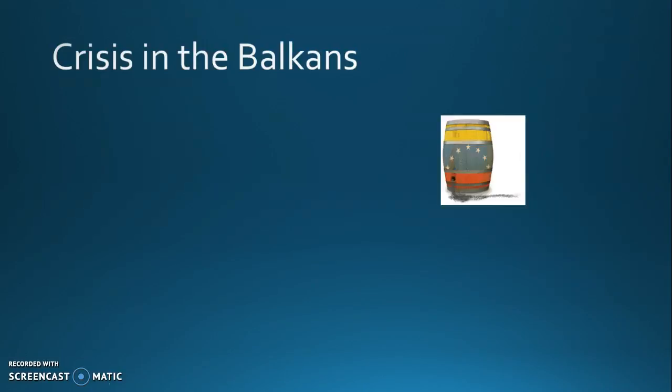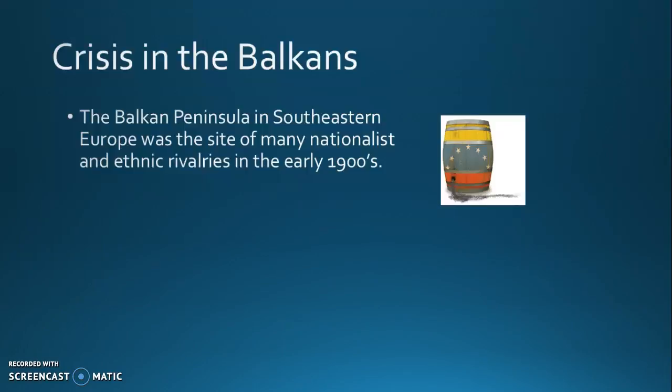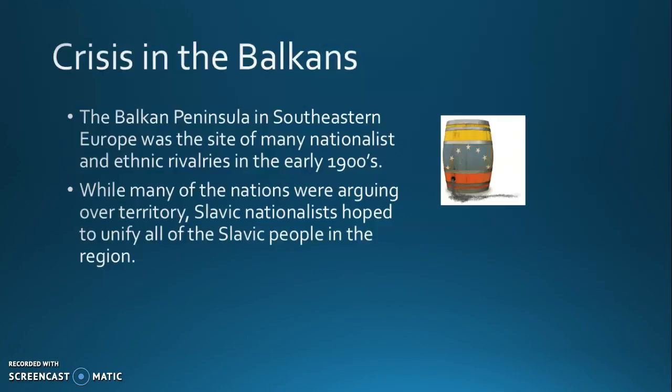Next we have some crisis in the Balkans. The Balkan Peninsula in southeastern Europe was the site of many nationalist and ethnic rivalries in the 1900s. This was also known as the Powder Keg. There were so many ethnic rivalries and countries arguing over territory that it was about to explode.